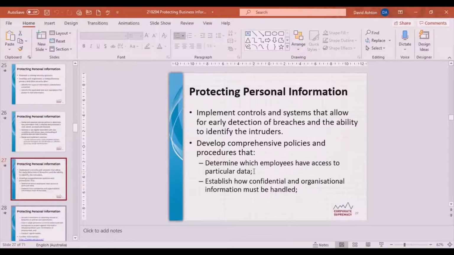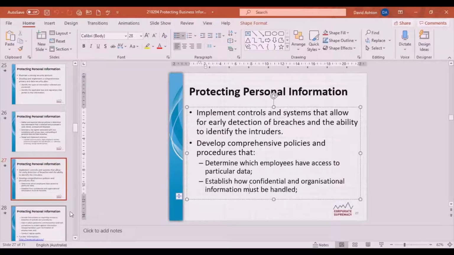So implement controls and systems that allow for early detection. What sort of monitoring are you going to put in place as a business owner? Then develop your policies and procedures, involve your employees in the development of them, and incorporate those policies and procedures into future contracts of employment, so that you can protect your business by having evidence of staff not complying with those policies and procedures.